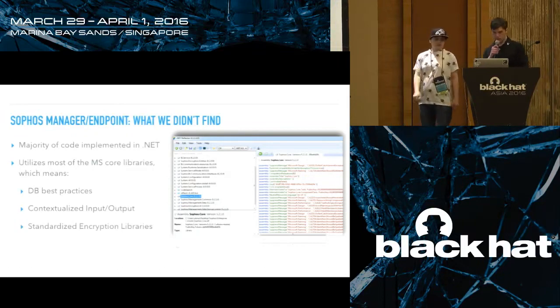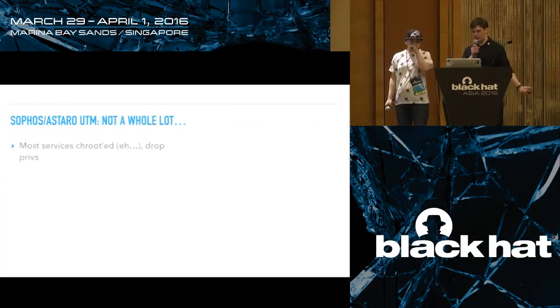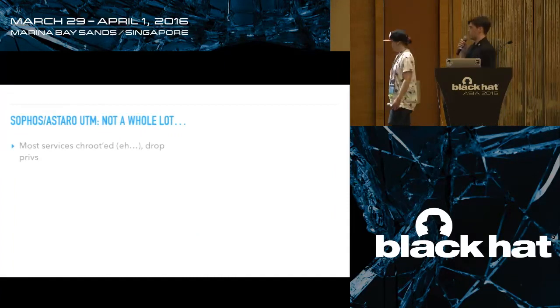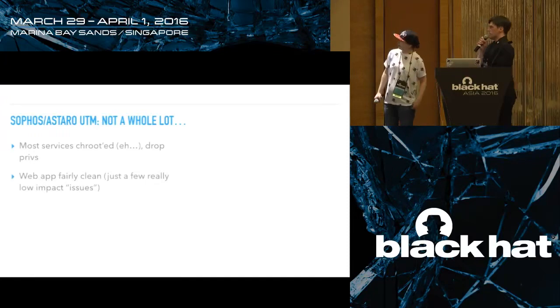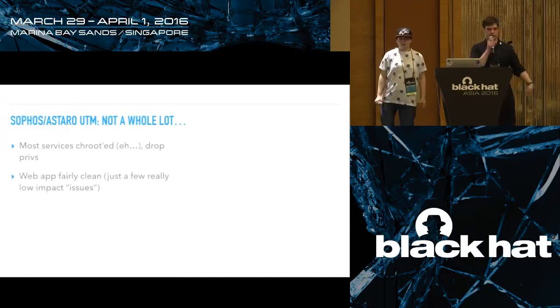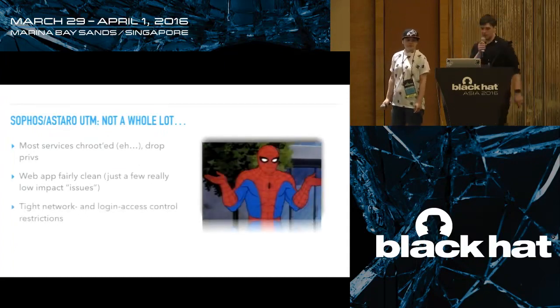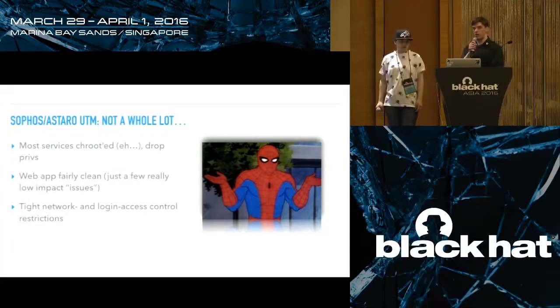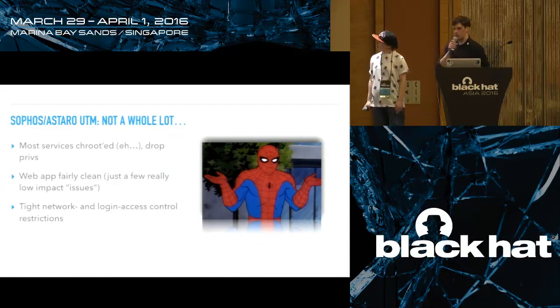So kind of blazing through this one a little bit. On their Astaro appliance, they actually did some decent things in terms of chrooting. Not that chroots aren't defeatable, but dropping privileges for services that were running on there. The web app was pretty clean. There weren't really any major issues there. And by default, they really locked down login and access restrictions, so you couldn't just throw the appliance onto the network and have someone immediately logging into it and owning it.